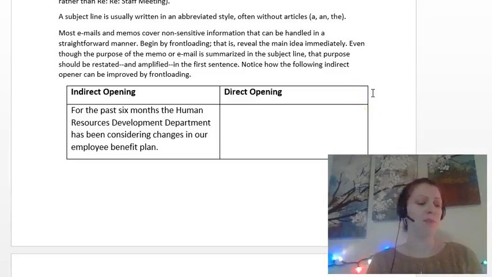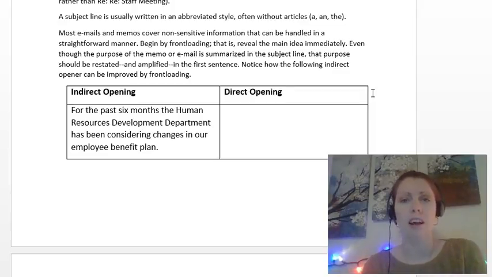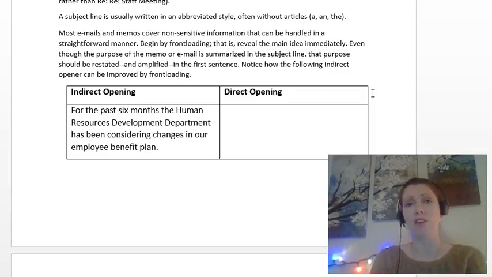All right, so most emails and memos cover non-sensitive information that can be handled in a straightforward manner, things that are probably general information for the employees or announcements. So you want to begin by front-loading and revealing the main idea up front using the direct method. So even though the purpose of the memo or the email will be summarized in your subject line, that purpose needs to be restated or amplified in the first sentence of the message.